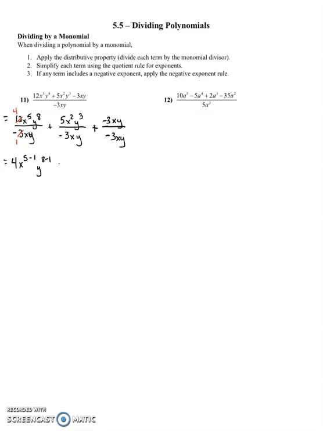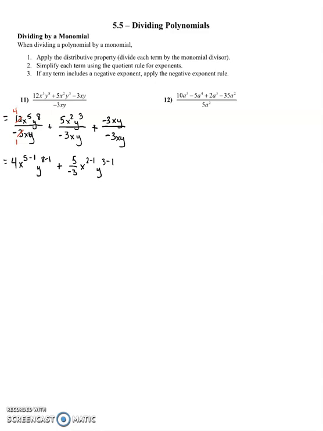Okay, in the next term, the 5 and the negative 3 can't simplify at all because 3 does not go into 5. And there's no other number other than 1 that goes into both 3 and 5. So we have 5 over negative 3, x to the 2 minus 1, y to the 3 minus 1.